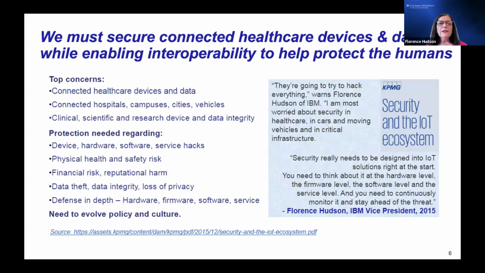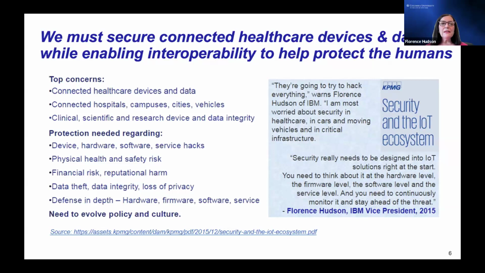And then clinical, scientific, and research device and data integrity. If the research data is hacked and changed, then decisions could be made that are not appropriate because they're not using real data. So we need protection at the device, hardware, software, and service level to protect against physical health and safety harm, financial risk for the companies involved, reputational harm the same way, data theft, integrity, or loss of privacy.